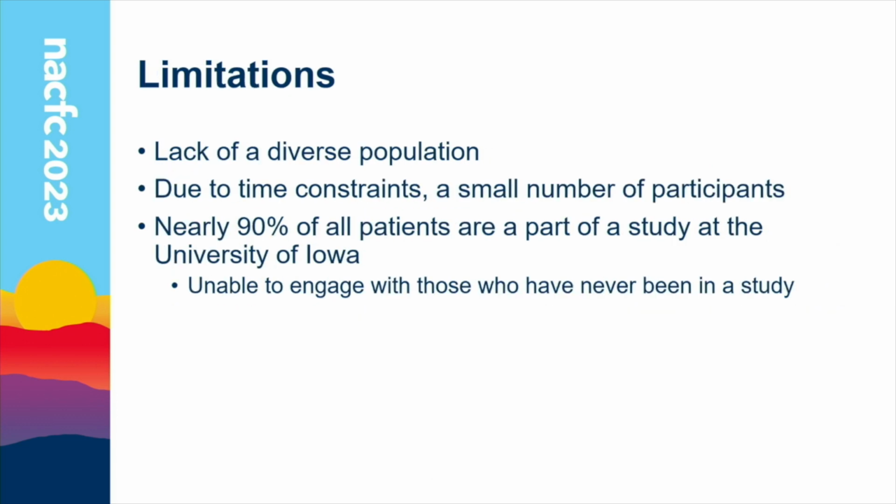So some of the limitations I encountered: just because of our geographic location in Iowa City, Iowa, we didn't really have a diverse population to speak with, and I was limited to the time I could do the project that summer. So I tried to reach as many people as possible, and that's just how it was. Due to time constraints, I only got to speak to 31 people. I would love to speak with everybody who comes to our center, but that was just not possible.